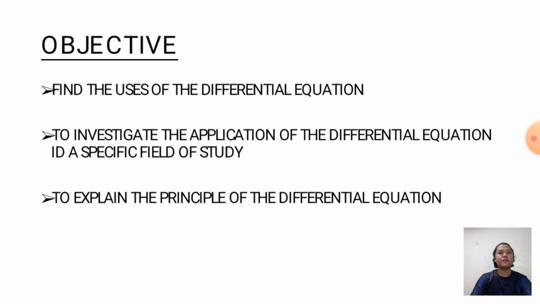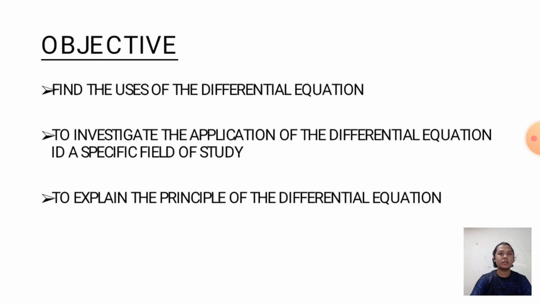The objective of assignment 1 is to find the uses of the differential equation in many aspects. This is because the differential equation can be applied in any field of study. In general, any type of physical quantities such as temperature, pressure, displacement, velocity, stress, strain, current, voltage, or concentration of pollutant can be measured by using the differential equation.